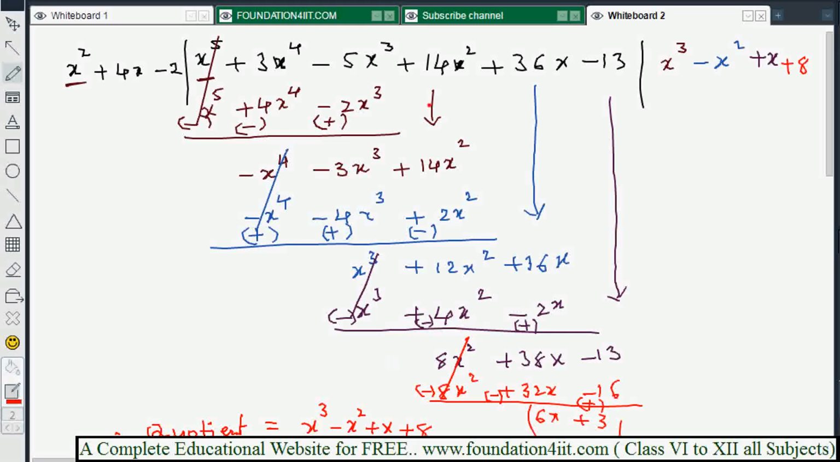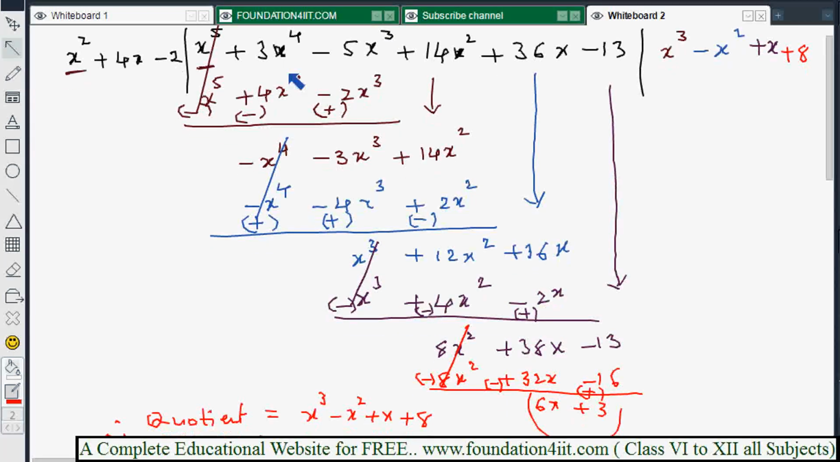The highest power must be written first, in descending order. The main important thing is, if any power is missing, we can keep x to the power 0. For example, if x cube is not there, you can just keep 0 into x cube in case the term is not given. Such types of problems also, I am showing on this website. So this is the way we can do division.